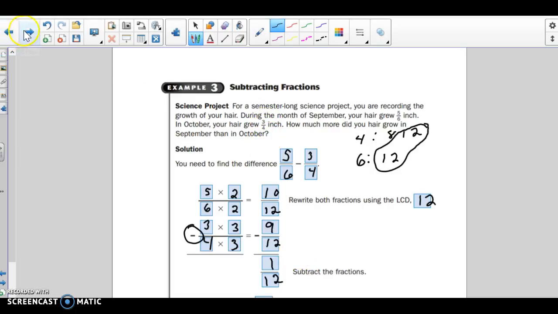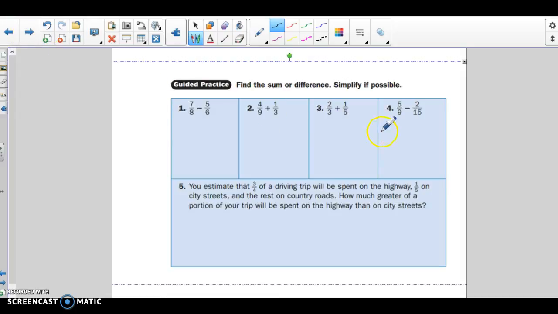All right, let's go with this. So there are 4 problems I want you to try. Okay, 1, 2, 3, and 4. On your paper with your shoulder partner, I want you to solve these 4 problems. Number 1. Okay, we have 2 denominators, 8 and 6. Are they common? No. What common denominator do they share?